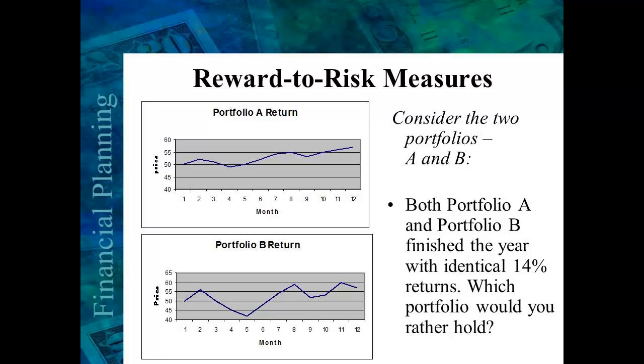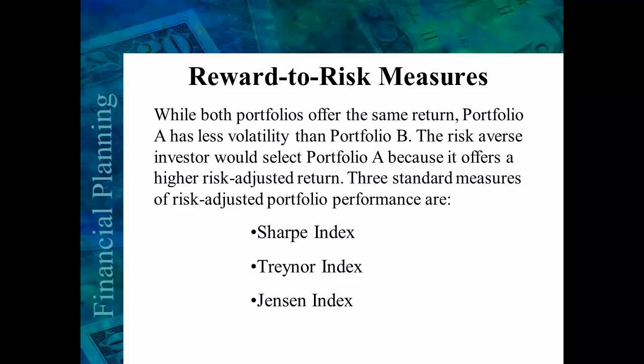Consider the two portfolios, A and B, that appear on these two graphs. Question: both Portfolio A and Portfolio B finished the year with identical 14% returns. Which portfolio would you rather hold? While both portfolios offer the same return, Portfolio A has less volatility than Portfolio B. The risk-averse investor would select Portfolio A because it offers a higher risk-adjusted return.